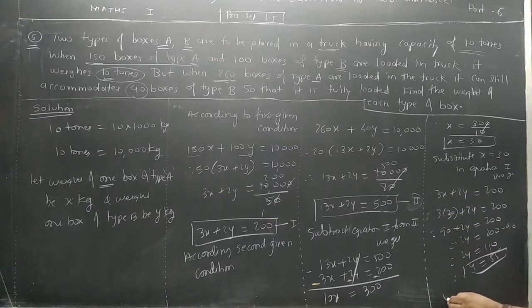Weight of A type box is equal to 30 kg and weight of B type box is equal to 55 kg. This you have to write in a proper way and place in the box.